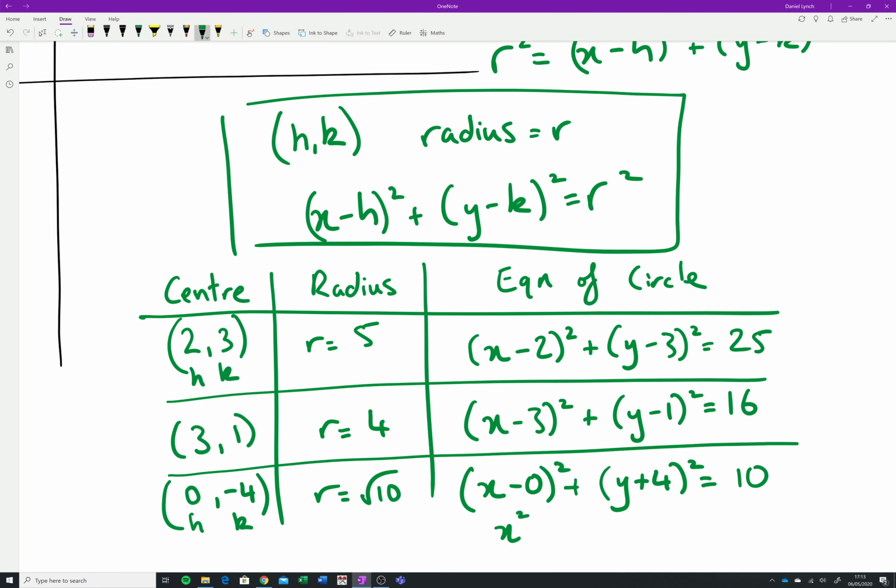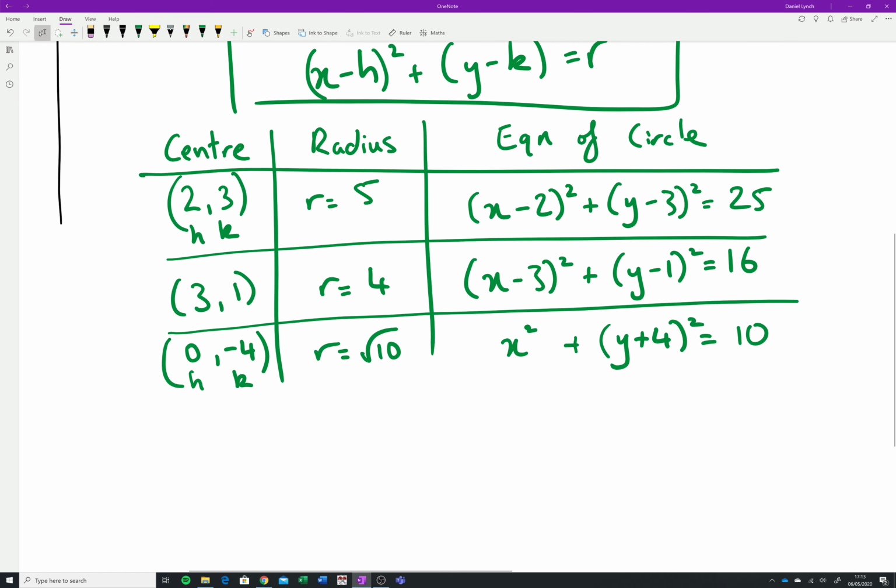So I would give the answer here. I wouldn't call it x minus 0 squared. I would just call it x squared added to y plus 4 squared is equal to 10. That's what you would have there. Okay, so you can see that one was a bit tougher.